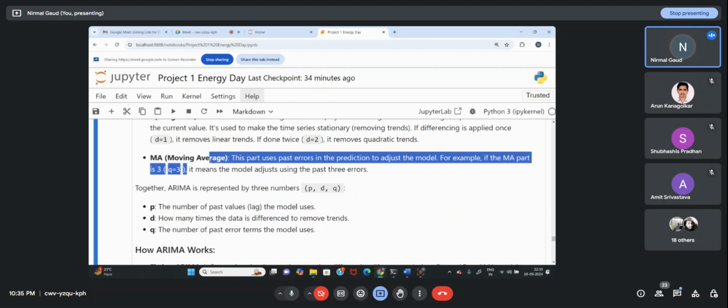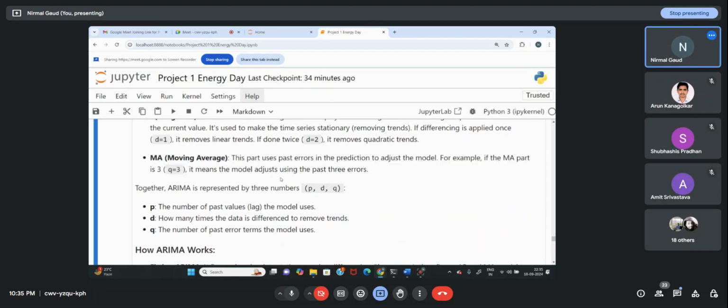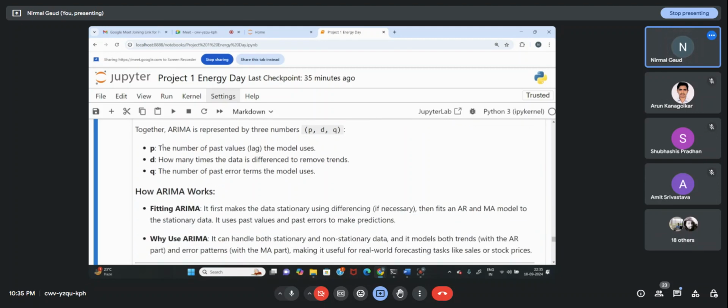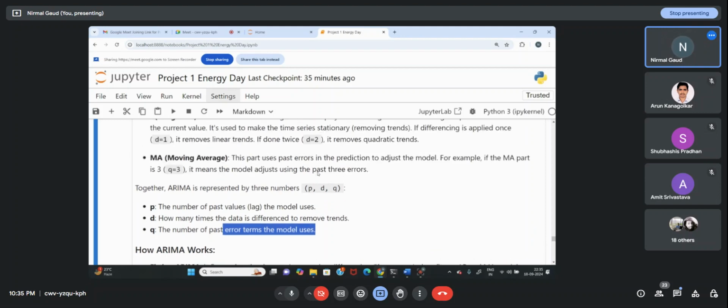We are having moving average also. That means it uses past errors to predict and adjust the model. It uses past errors in the prediction and it will adjust your model. So for that I am having a value q. So d, q, and p. P stands for the past values. D is how many times the data is differenced to remove the trends, and q is the number of past errors present in the model. P, D, Q: these three are the important parameters in ARIMA.